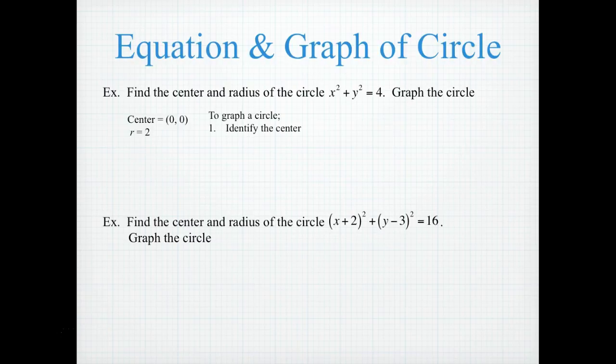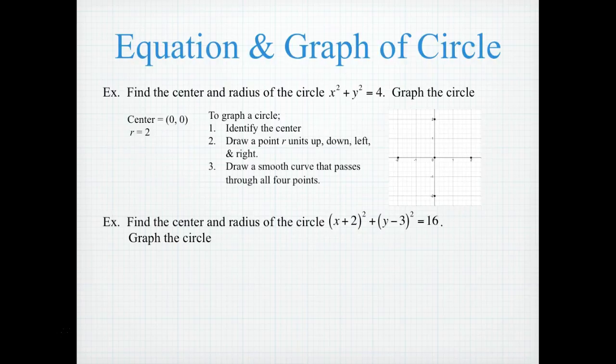The first thing we want to do is identify the center. So we have the center at the origin. After I've identified the center, I want to draw points, r units up, down, left, and right of the origin. So I put a point at 2, 0, 0, negative 2, negative 2, 0, and 0, 2. Now I'm going to draw a smooth curve that passes through all four of those points. And that's how we graph a circle.